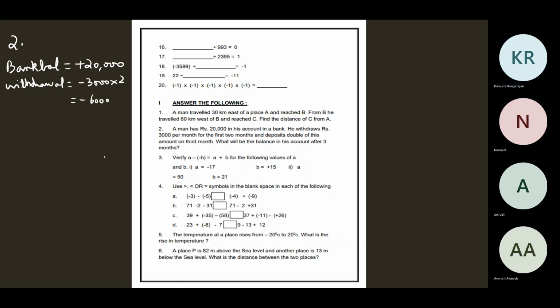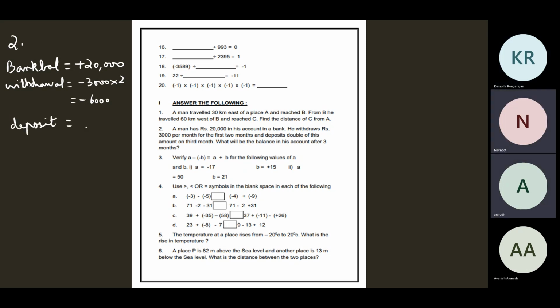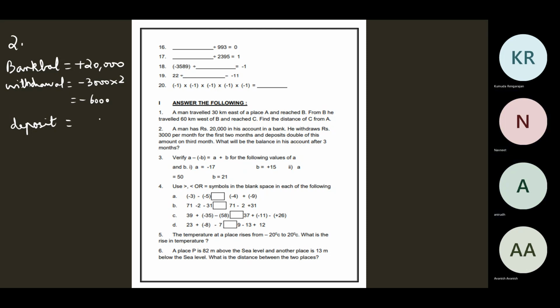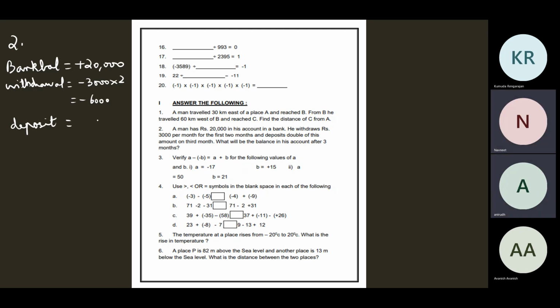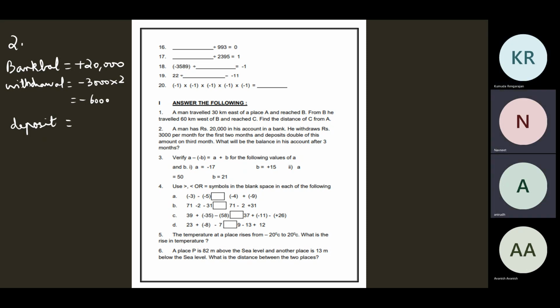Deposit is equal to plus 12,000. Minus 6,000 into 2 is minus 12,000. He withdraws rupees 3,000 per month for the first 2 months and deposits double this amount on the third month. How much ever he withdrew, he doubles that and deposits. So how much did he withdraw? 6,000. So double that, 12,000.